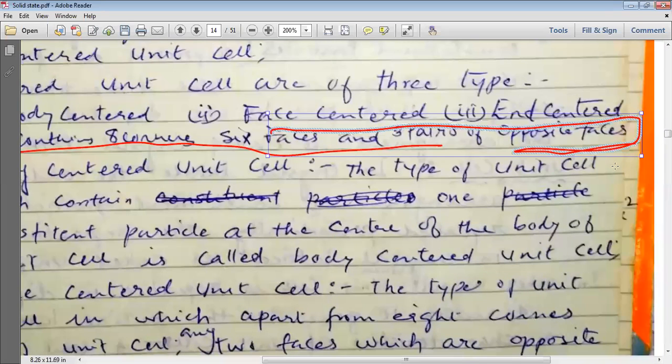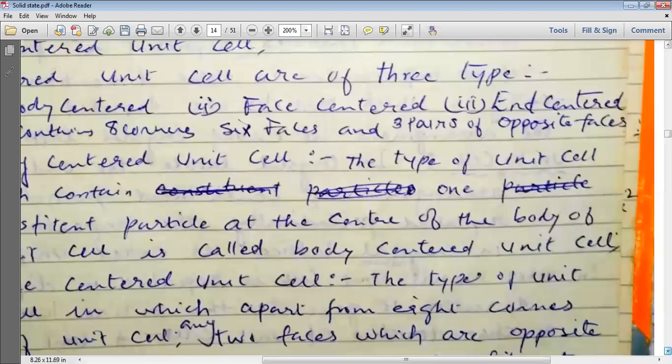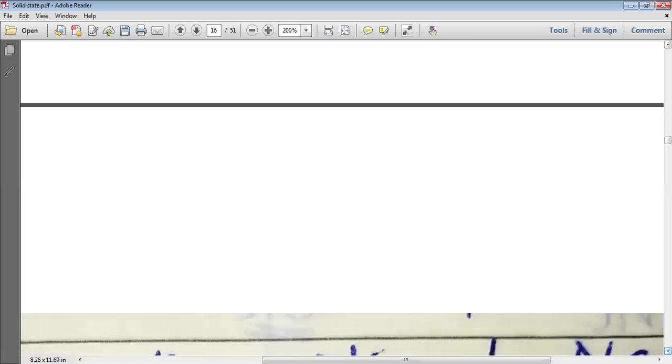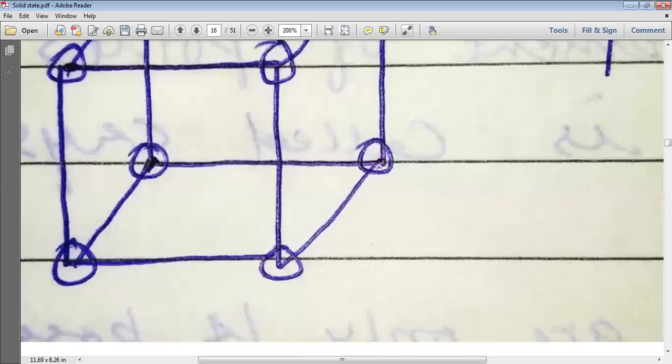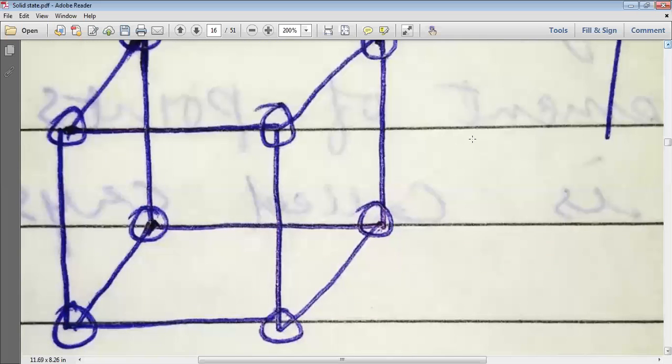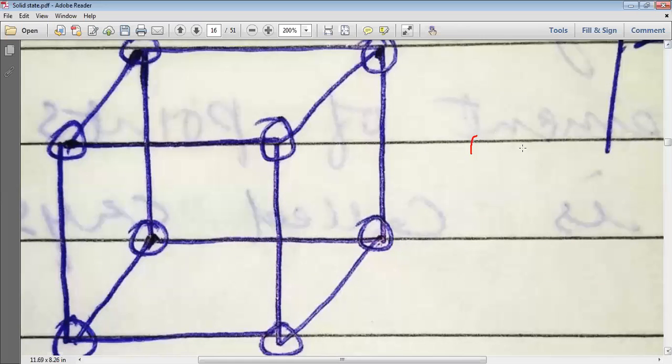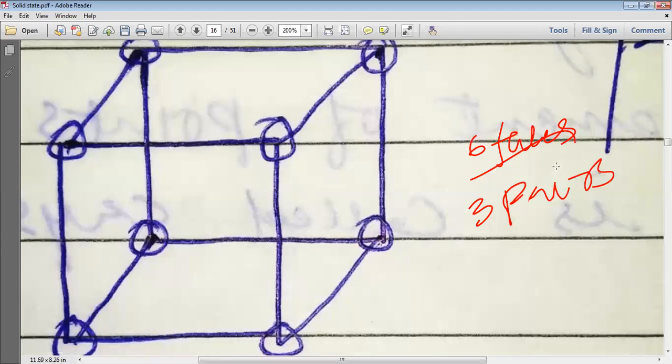One pair we can easily understand by looking at this. There are 6 faces, that is what we have understood. Now, if we really look at it, these 6 faces can be divided into 3 pairs. One pair is left and right.